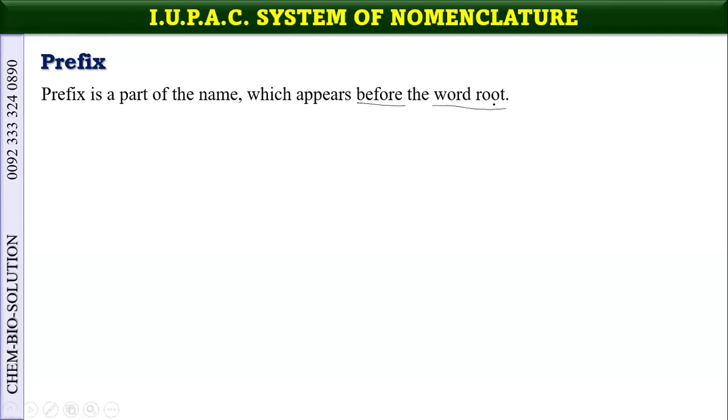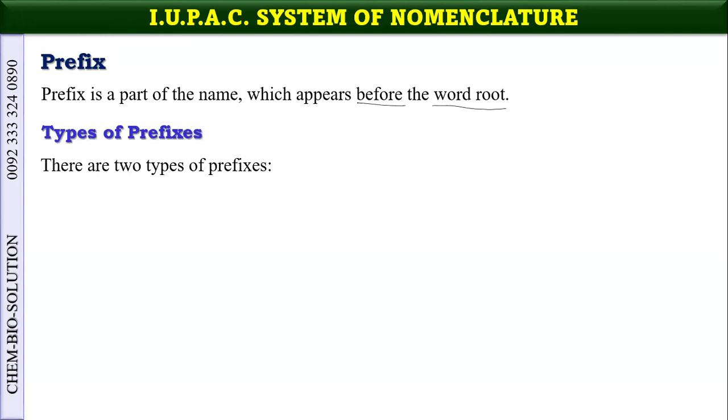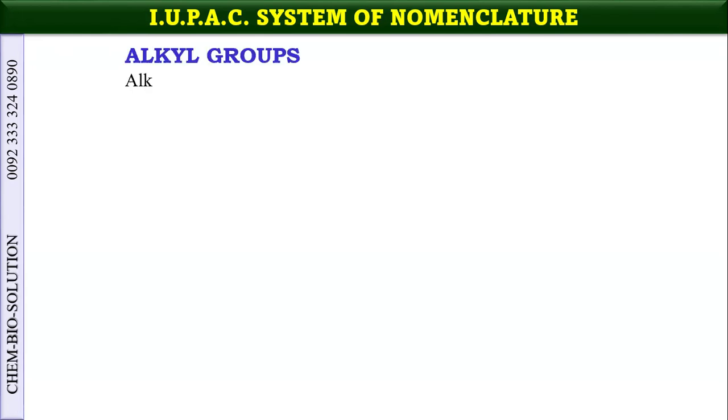For example, previously we have seen methyl propane, 2-methyl propane, and other compounds. So these are considered as prefixes. But there are two types of prefixes: the primary prefixes and the secondary prefixes. What are the primary prefixes? Alkyl groups.